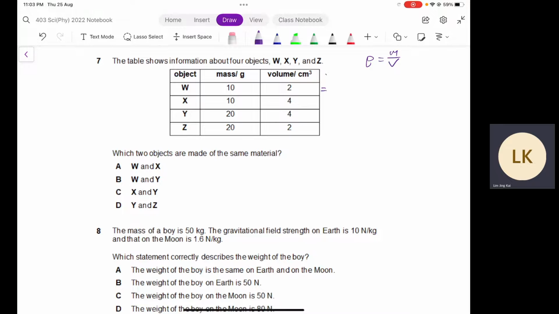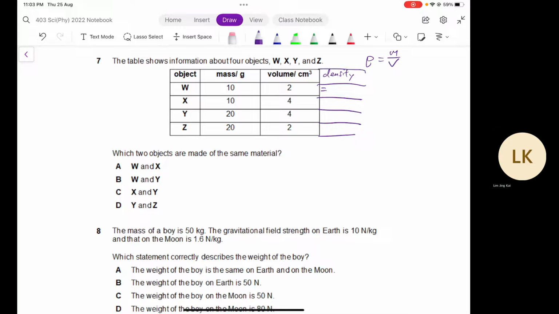So W, the density. If I create another column, the density looks like this. 10 divided by 2 gives us 5. 10 divided by 4 is 2.5. 20 divided by 4 is 5. And 20 divided by 2 is 10. So you notice that for density, W and Y are exactly the same. And therefore, the answer is B.